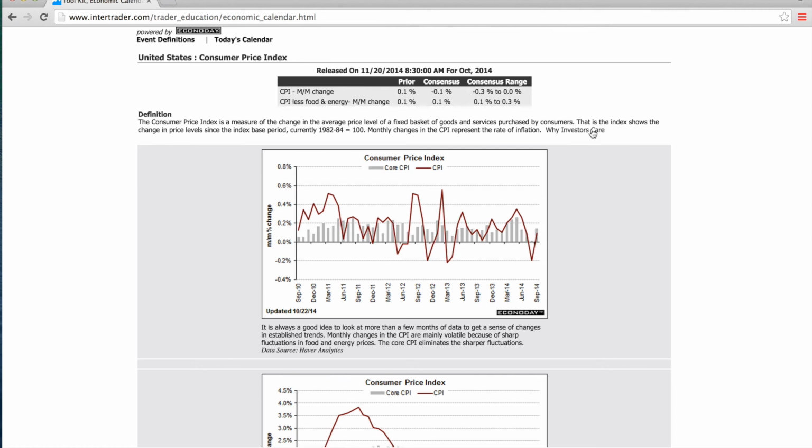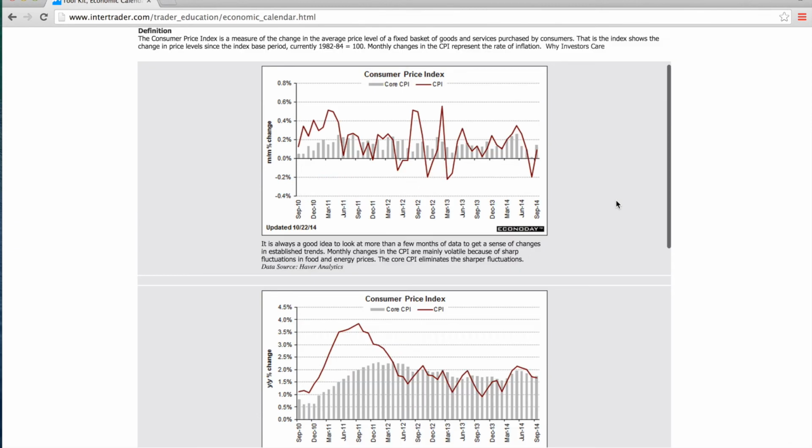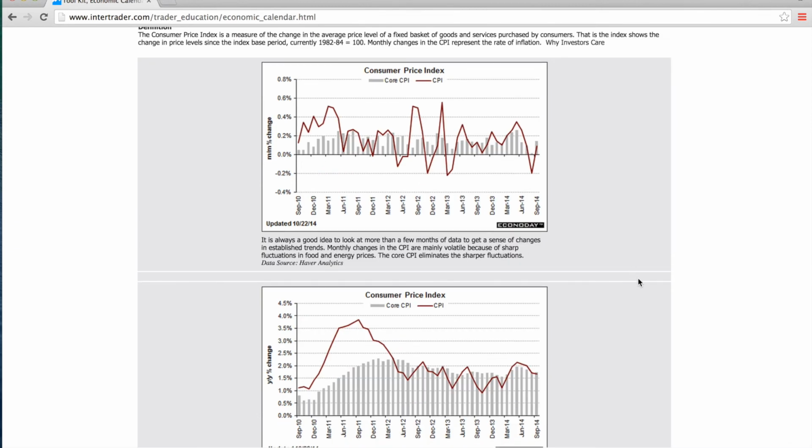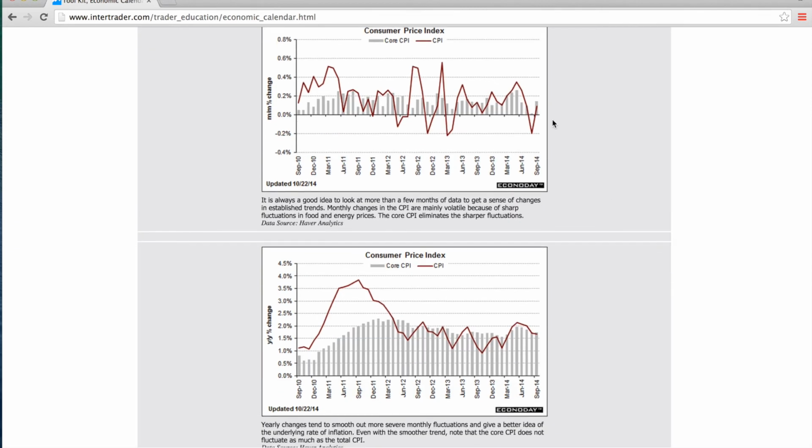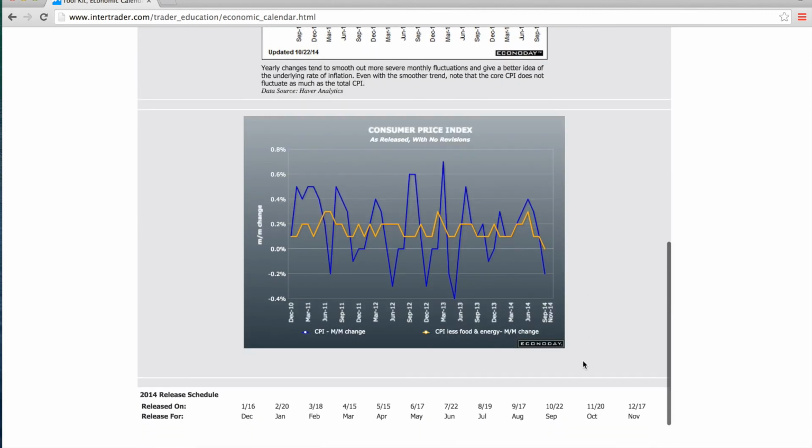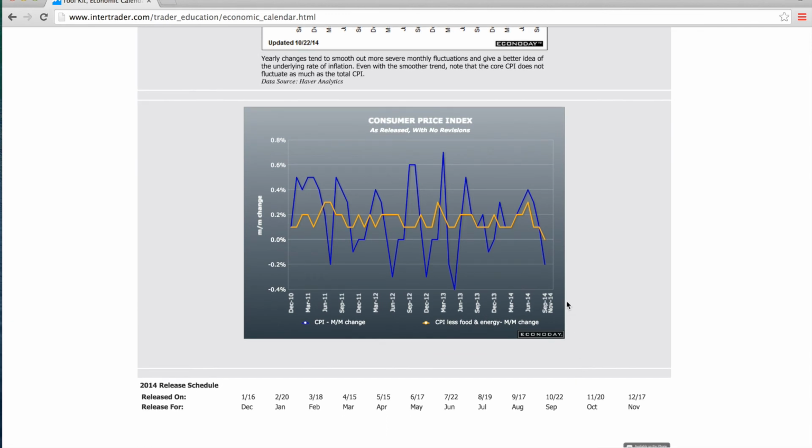Again, we see the definition, the Why Investors Care material, and we have some graphical representations of this event to give us some short-term historical context of trends, along with an interactive chart that will allow us to hover over past releases to see what the released or actual data point was versus consensus.